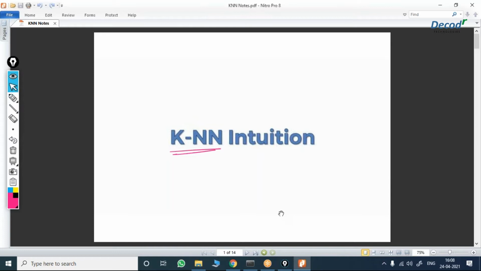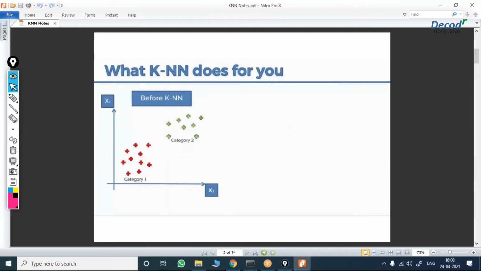In KNN algorithm, we are going to see, so now I'm having two categories. Before KNN, I'm having two categories, category 1 and category 2. Two classes are there. This is the green category and this is the red category. Red dots are there, so let us say it is the red category. Here the green dots are there. Let us say it is the green category.